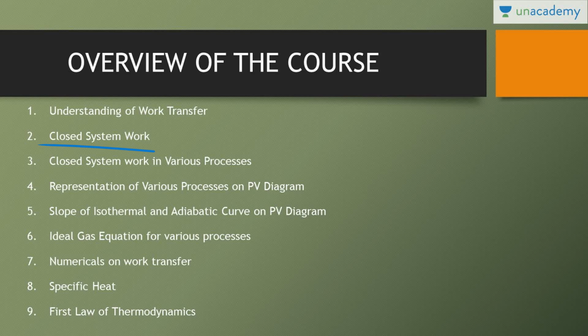And the third lesson is related to the closed system work in various processes. Various processes means there are 5 important processes: constant volume, constant pressure, constant temperature, adiabatic, and polytropic. You can go through all the processes and calculate the work transfer in all of them. Then all the processes have been represented on the PV diagram. We have calculated the value of n for all the 5 processes, and with the help of the value of n, all the processes have been drawn on the PV diagram. You can go through this particular lesson.